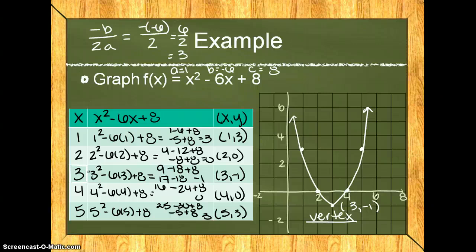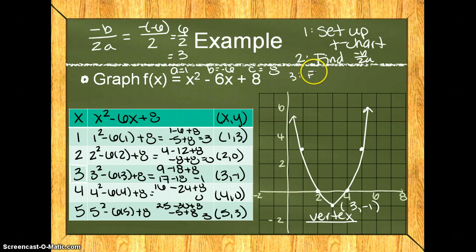So again, the first thing that you want to do is to set up your chart. The second thing you do is find negative b over 2a, fill in 5 x values, find all 5 points, and then the fifth thing you do is graph it. Okay, and that would be the best way to graph a quadratic using a t-chart.